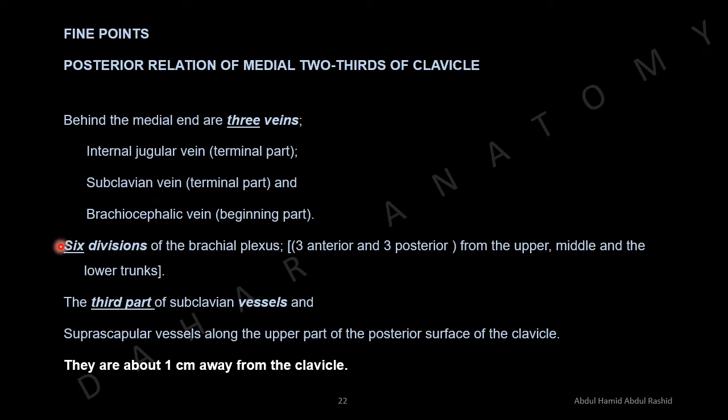The 6 divisions of the brachial plexus, 3 anterior and 3 posterior, come from the upper, middle, and lower trunks of the brachial plexus. The third part of the subclavian vessels and suprascapular vessels lie along the upper part of the posterior surface of the clavicle. These are the structures related posterior to the medial 2/3 of the clavicle.